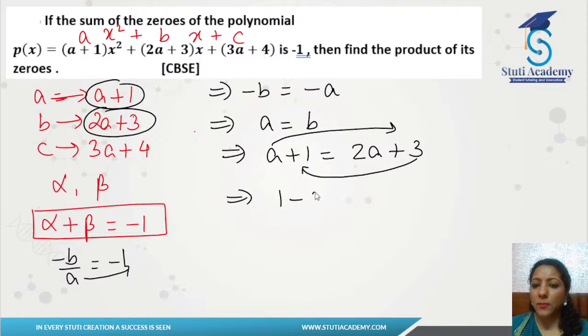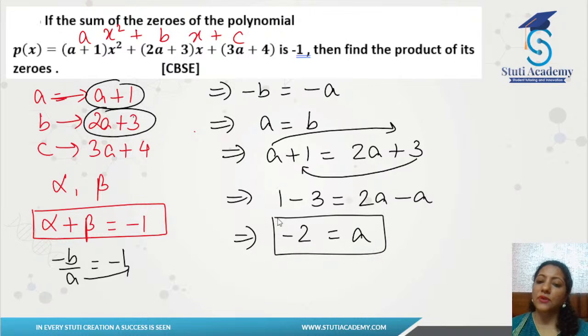So I'll get 1 minus 3 and I will get here 2a minus a. So this is minus 2 is equal to a. Finally, we've got the value of a as minus 2. We have a is equal to minus 2.